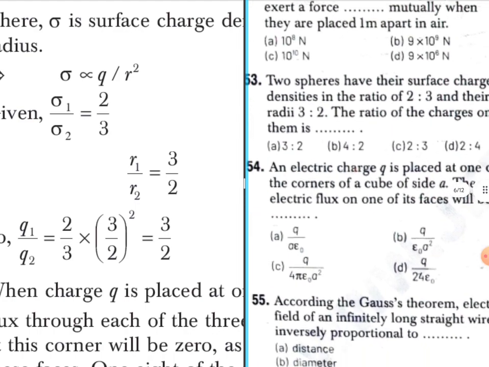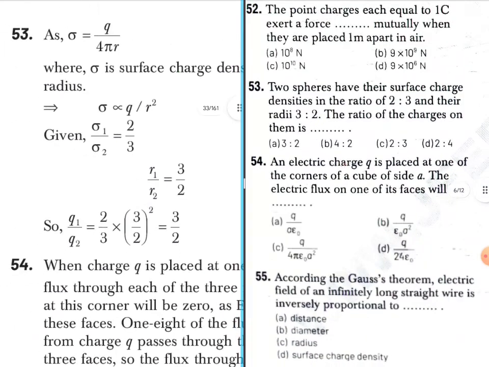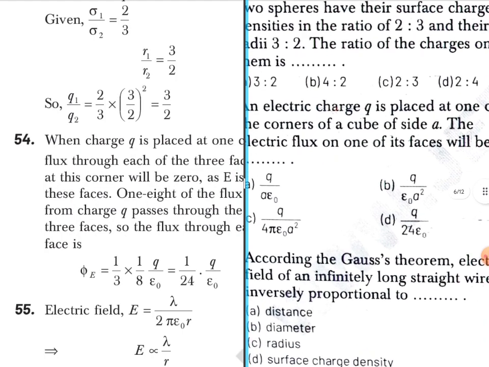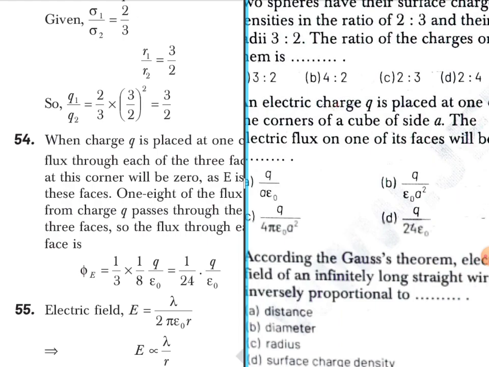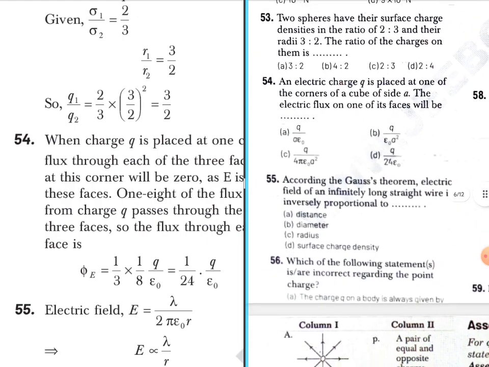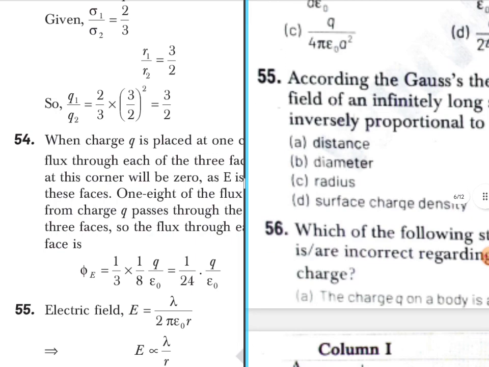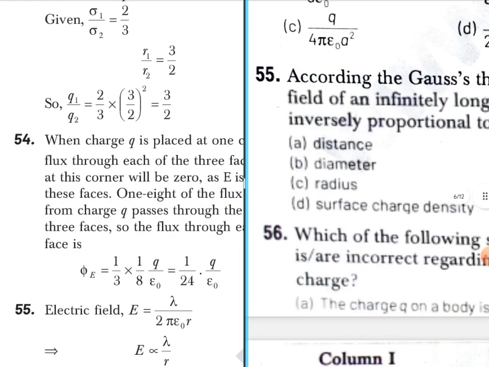Let's go to the 54th question. An electric charge is placed at one of the corners of the cube, then the flux coming out of one of the faces is q by 24 into epsilon naught. That's option number D. According to Gauss's theorem, the electric field of an infinitely long wire is inversely proportional to radius. You know it's k 2 lambda by r, so C is the right answer.